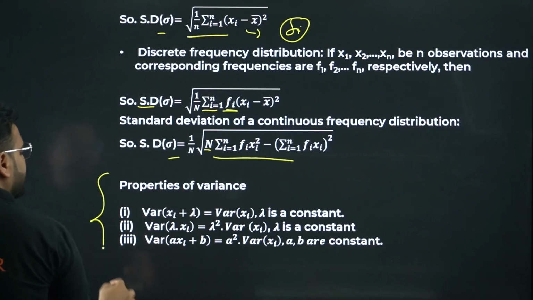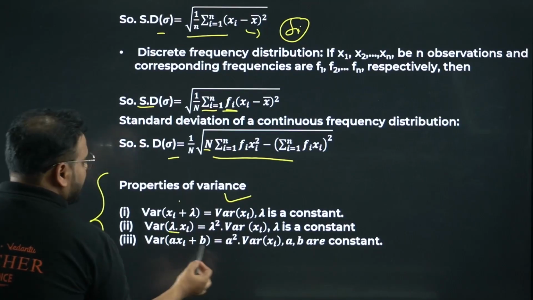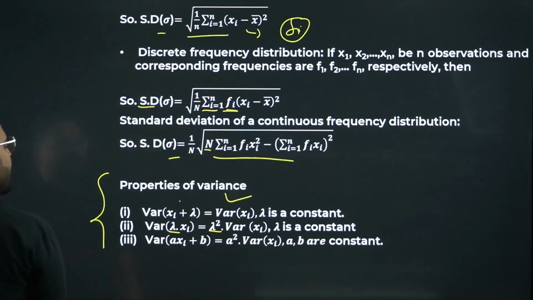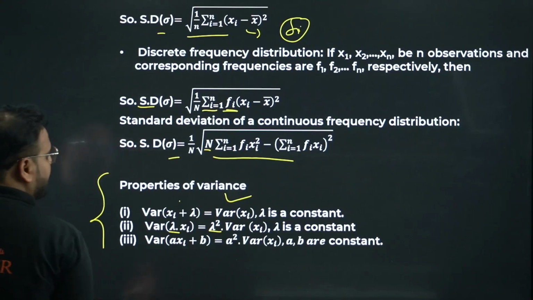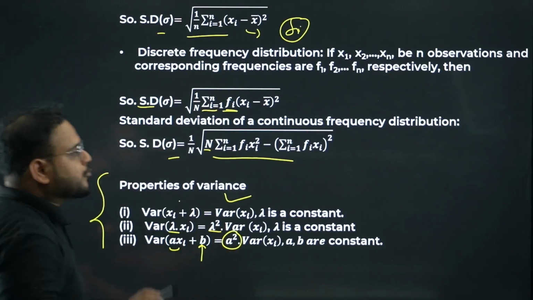Properties are also there. When you are adding something, the variance remains as itself, variance of xi only. But if you're taking a product, it becomes lambda squared times the variance of xi. If you're taking the sum and product at the same time, this is the sum part, this is the product part, you get a squared variance. Remember, the question comes like this, right?